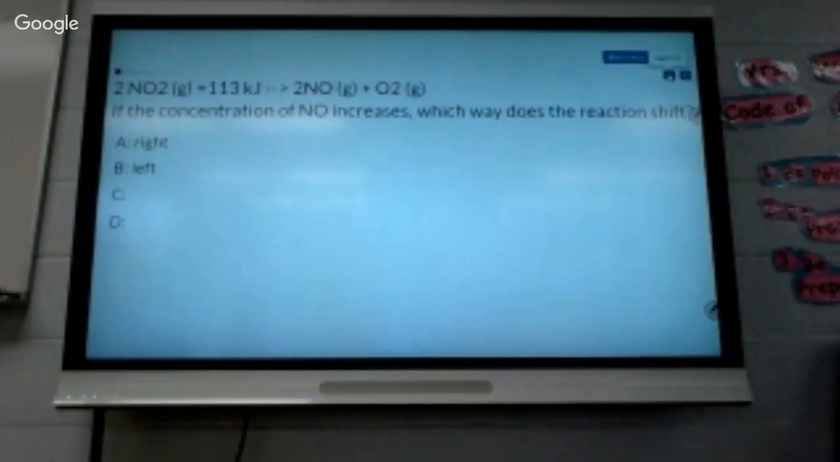What was the answer? If I increase NO, then it goes to the opposite side, which is left.